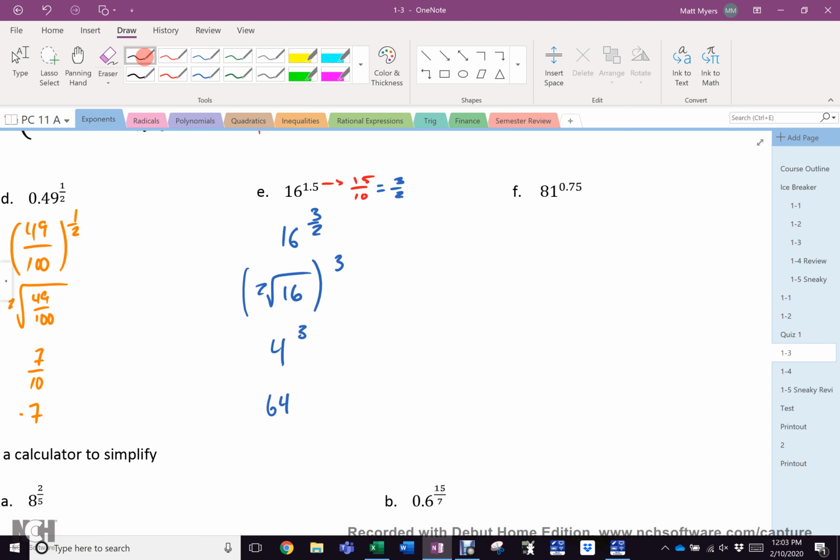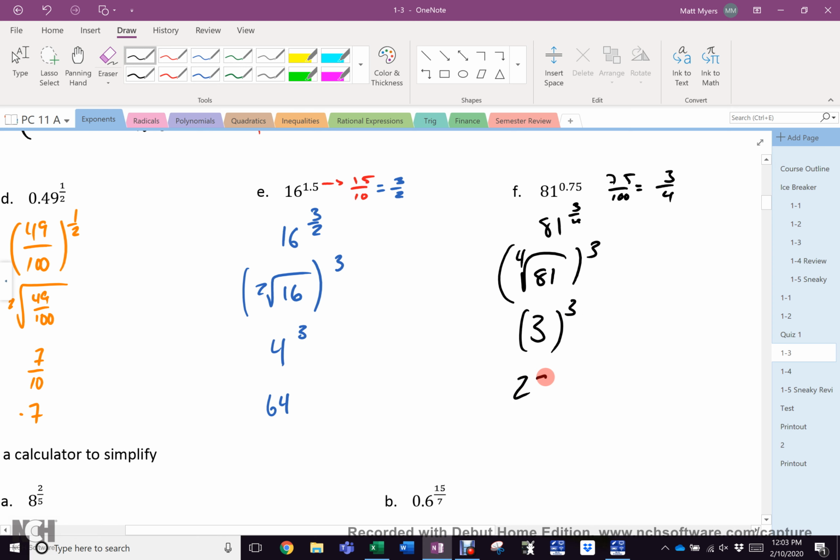So, you should all be able to do F by yourself now. It is 81 to what fraction? 75 over 100, which we would never write. 3/4. So that is the 4th root of 81 cubed. We already know the 4th root of 81 because we did letter B. What is the 4th root of 81? Letter B. 3, and then 3 cubed is 27.